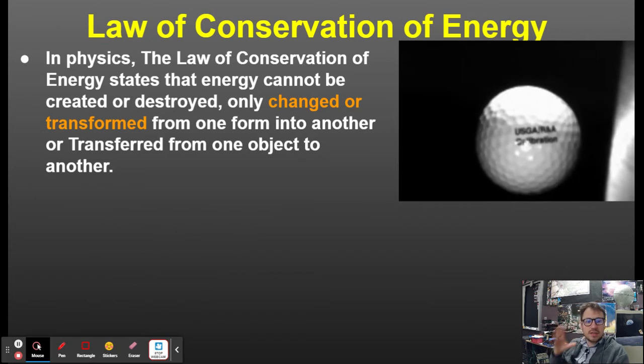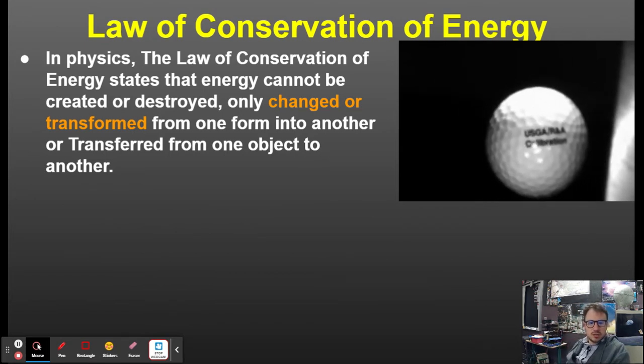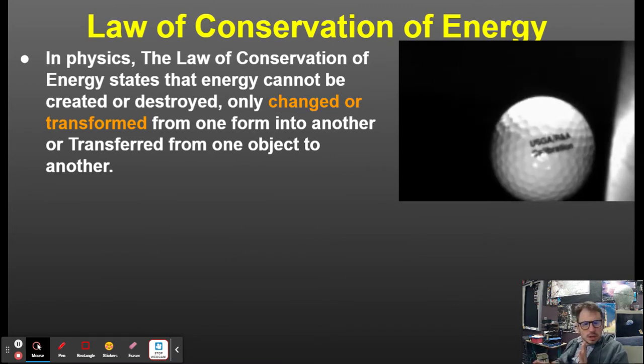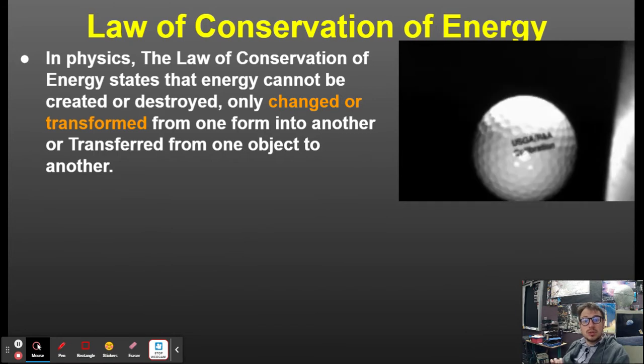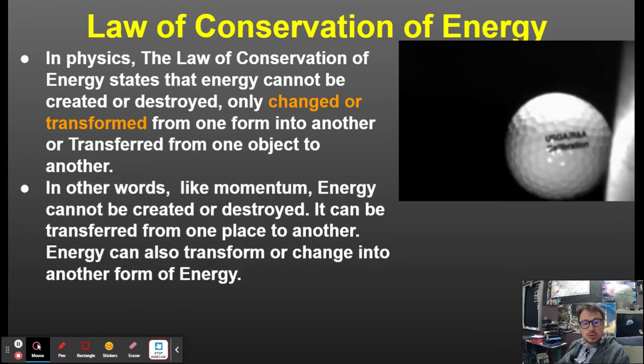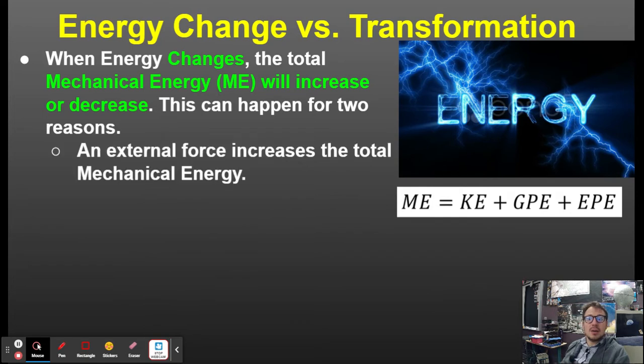So we looked at the law of conservation of energy, and we said changed or transformed. In the real world, those could be synonyms of each other, but when we're talking about energy, those are two different things. So when energy changes, the total mechanical energy will increase or decrease, right? That number will change. That's how I remember it. So that can happen for one of two reasons.